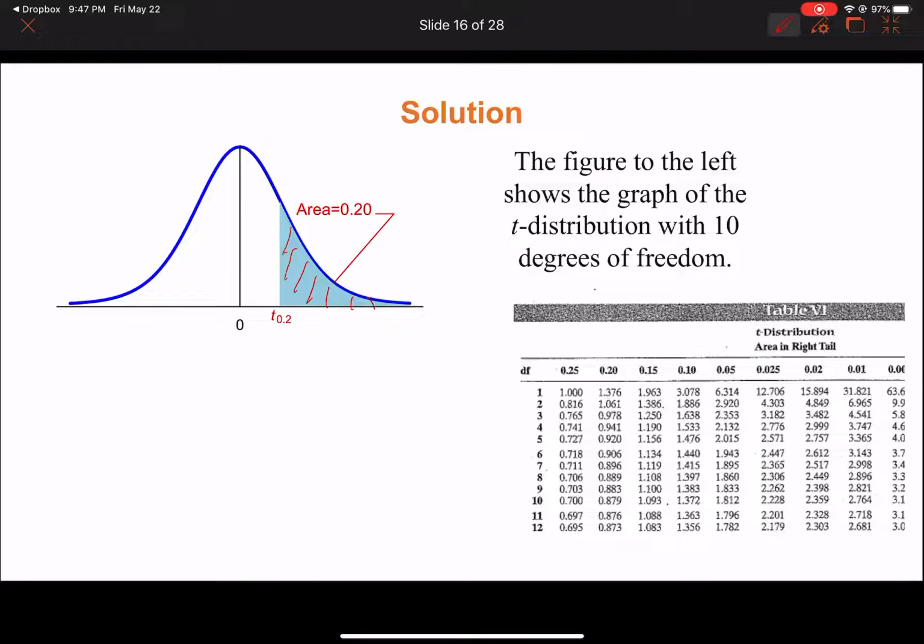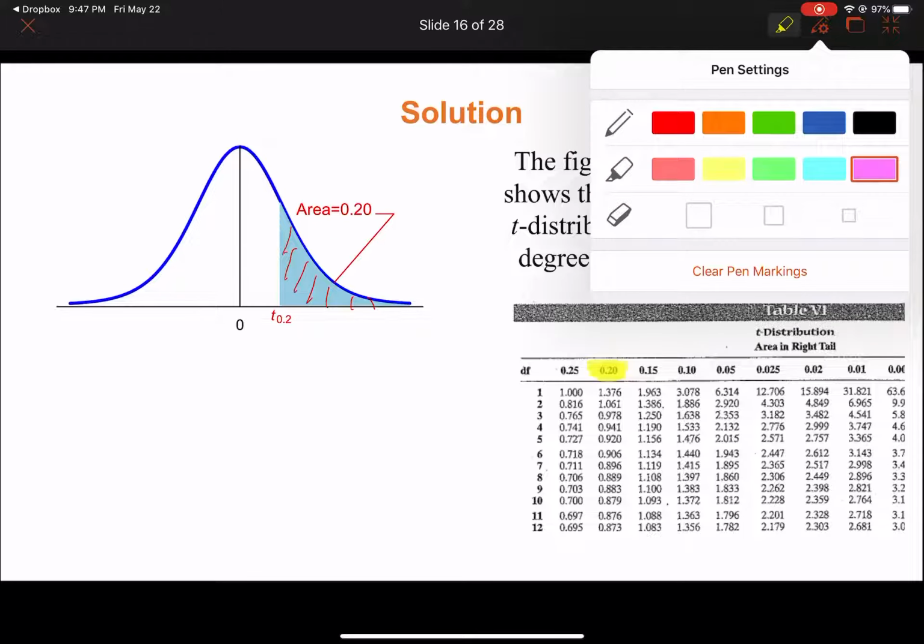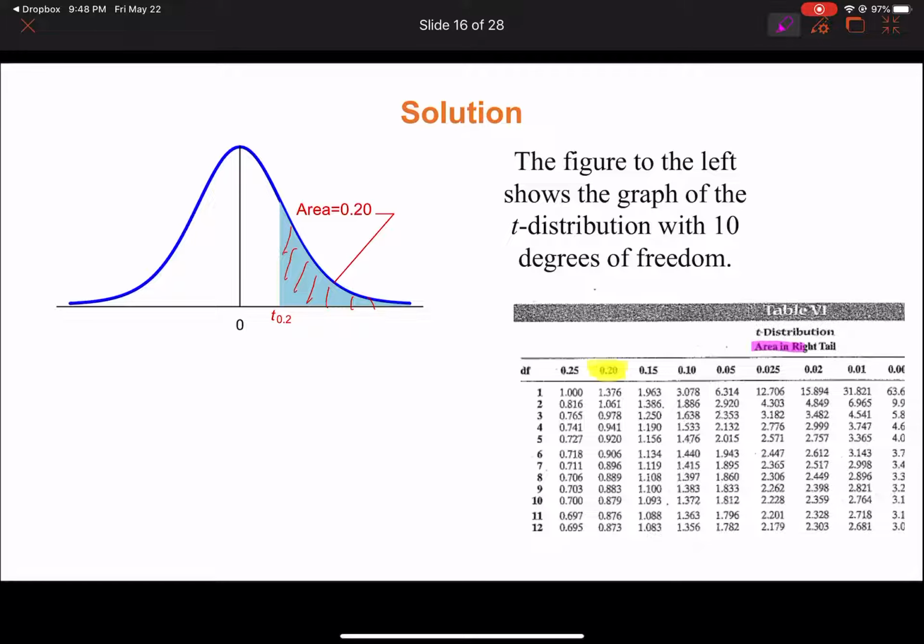We're going to be looking at this column right here, because this is our 0.2 column. Notice on my t-table it says area in the right tail. We're looking at table 6, area in the right tail, and our area in the right tail is 0.20.